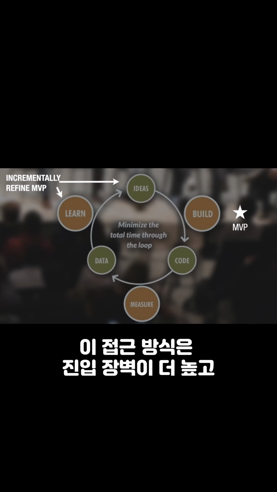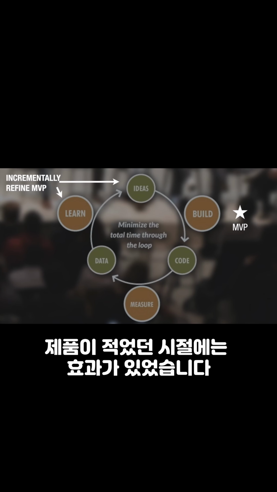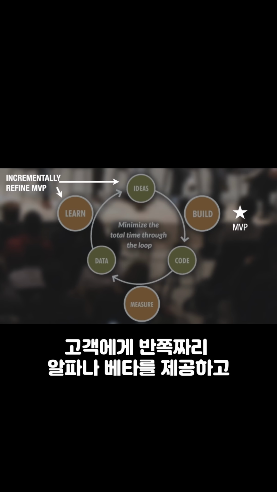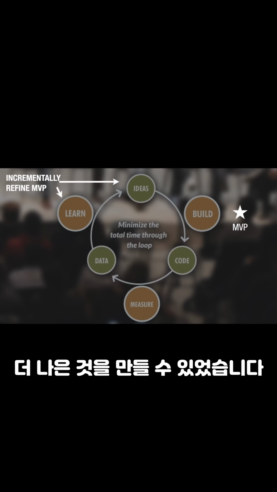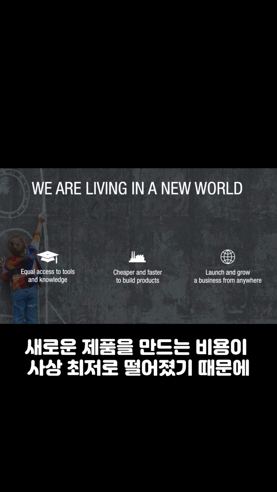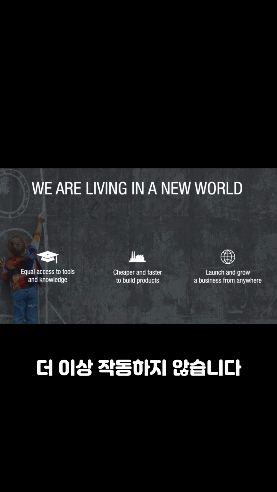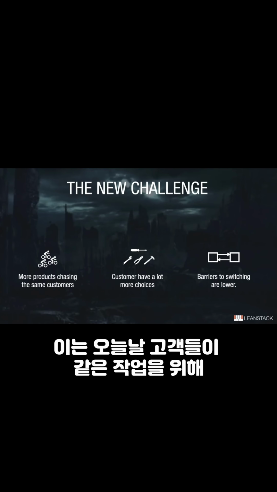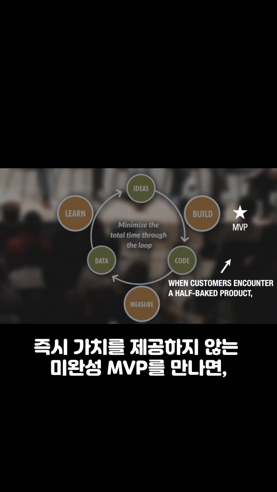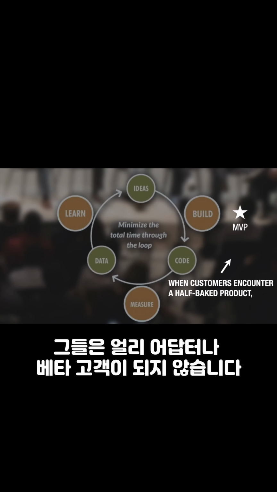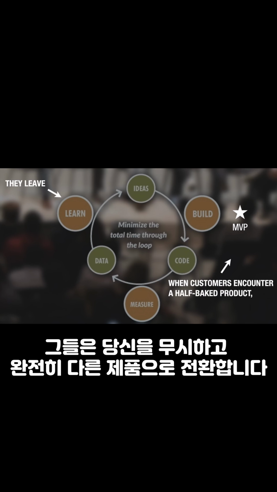This approach used to work at a time when barriers to entry were higher and customers had fewer product choices. Going back a decade, you could afford to give customers a half-baked alpha or beta and then iterate with them to create something better. But this no longer works. It no longer works because the cost of building new products is at an all-time low, which means that customers today have many more product choices competing for the same job. When they encounter a half-baked MVP that doesn't immediately deliver value, they don't turn into early adopters or beta customers. They ghost you and switch to another product entirely.